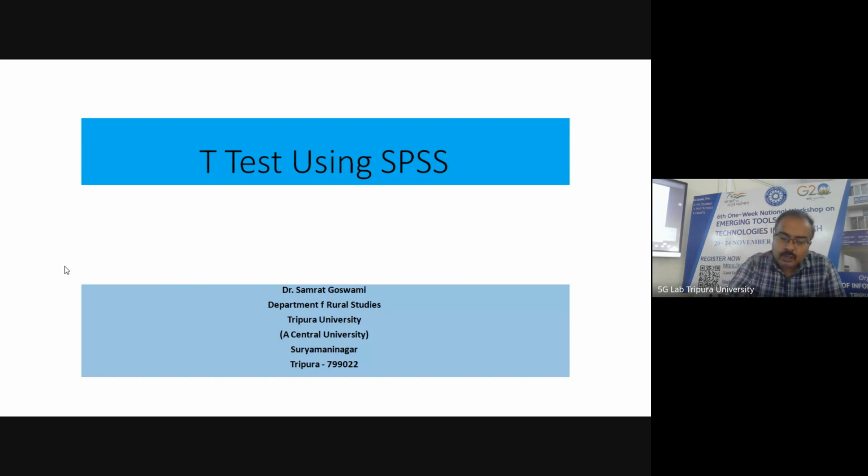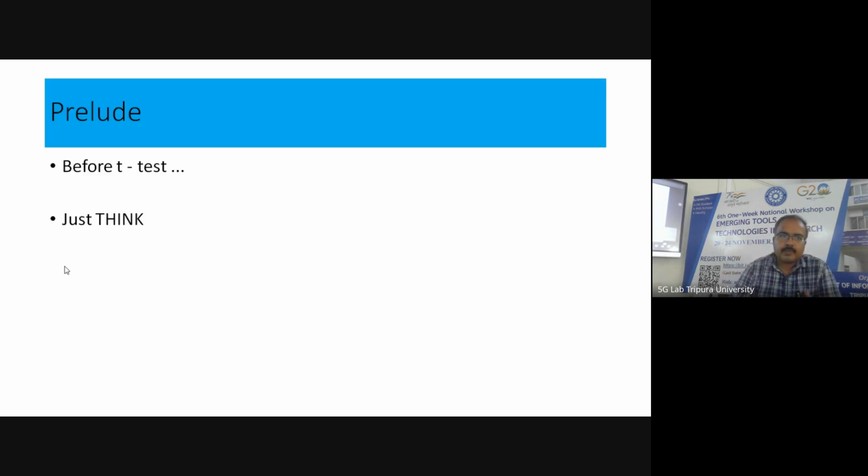So that's why the prelude is before the t-test. T is a kind of distribution. It looks like a normal distribution, but is not exactly like a normal distribution. T distribution has certain characteristics. Sometimes in some books you can see that if you have a small number of samples, then you have to go for the t distribution, t-test. If you do not know the population parameter, such as population variance or population standard deviation, then you can go for the t-distribution.